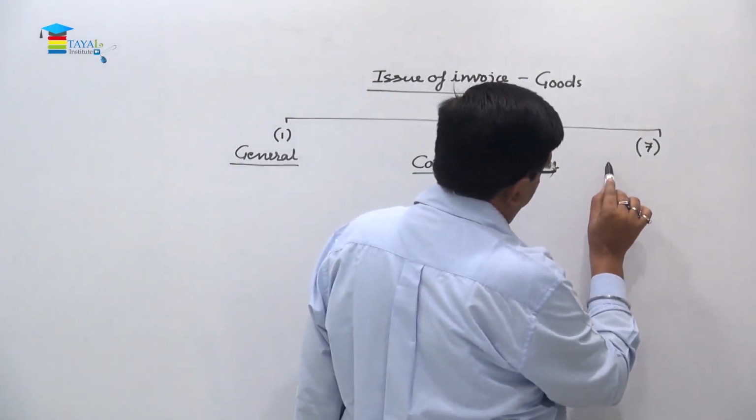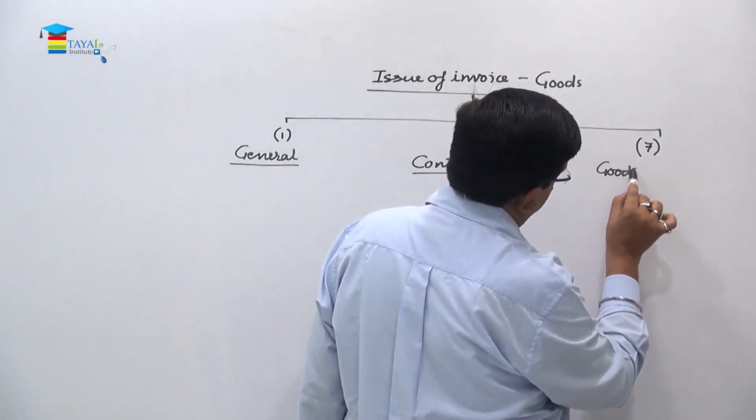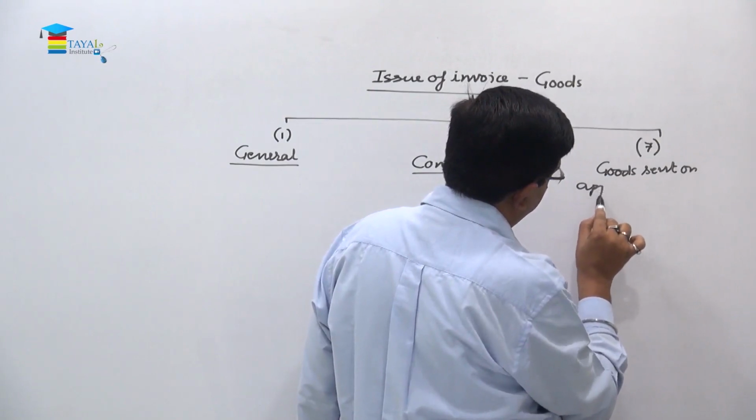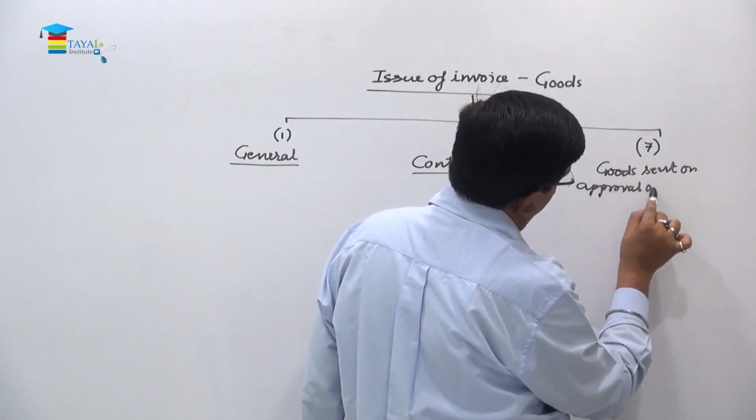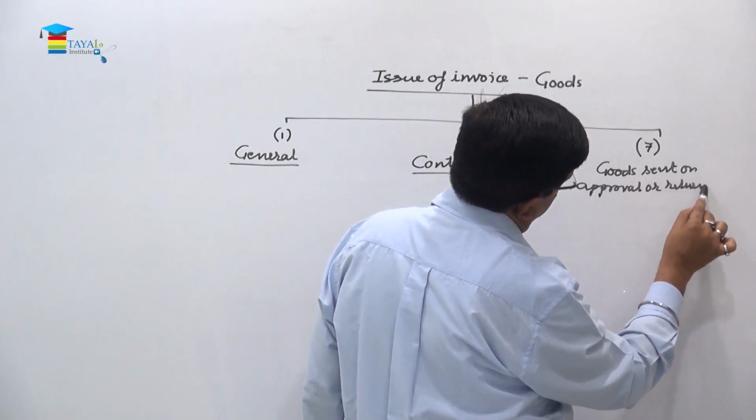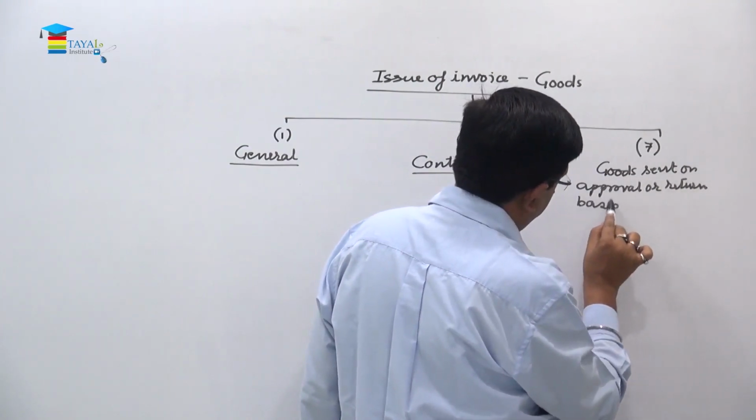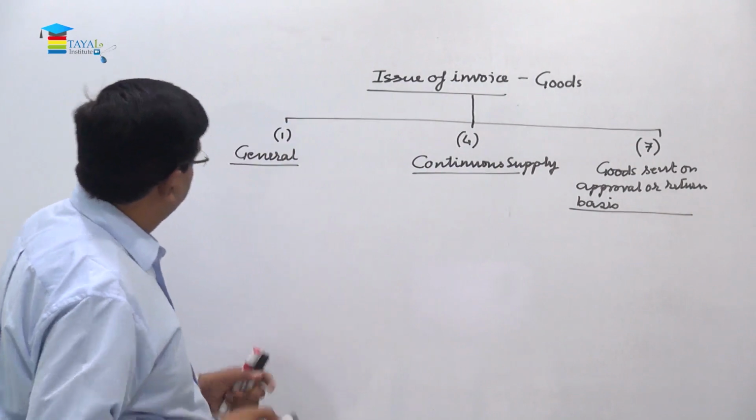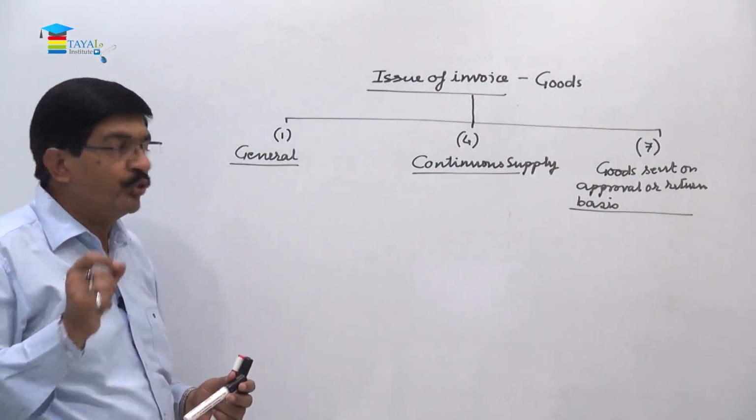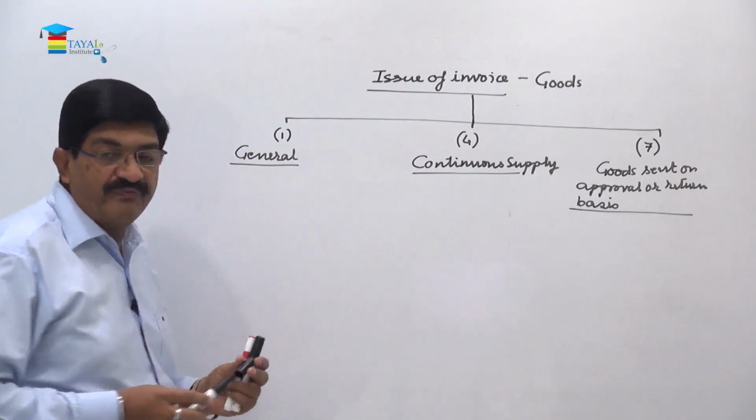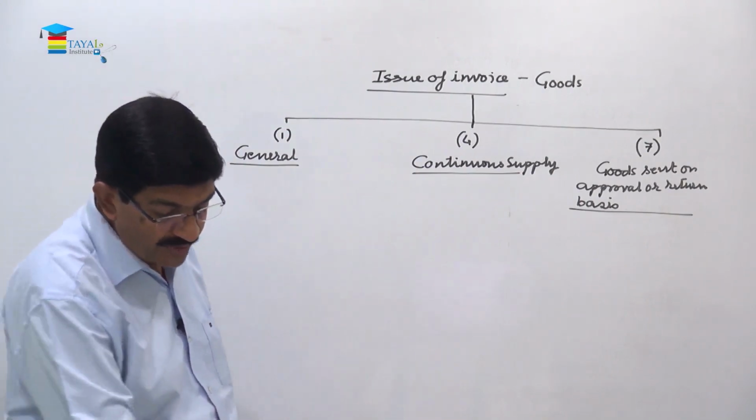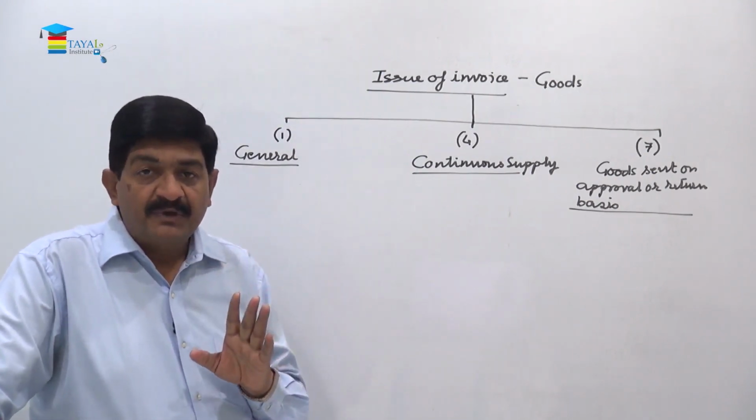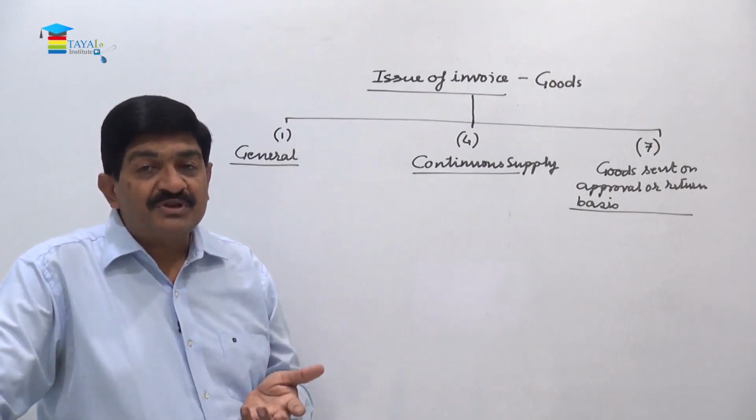Subsection 7 says goods sent on approval or return basis. Goods sent on approval or return basis. In general, when should the invoice be raised? So now the question is whether the movement of goods is involved or not involved. That concept you have already understood earlier.